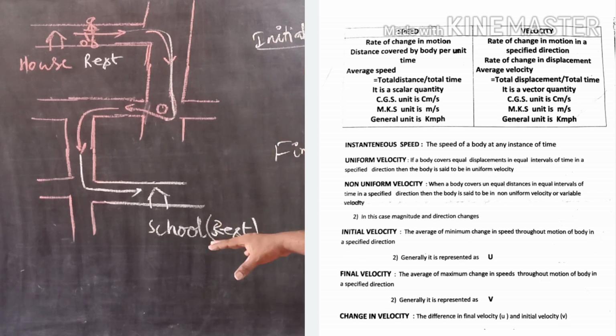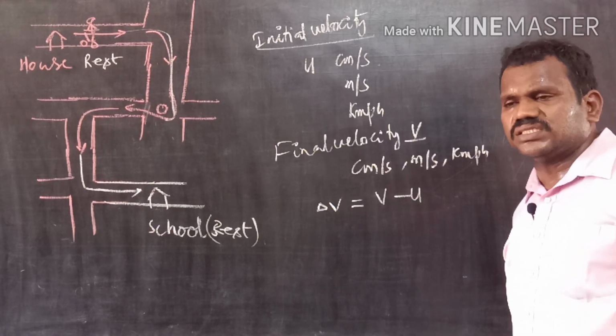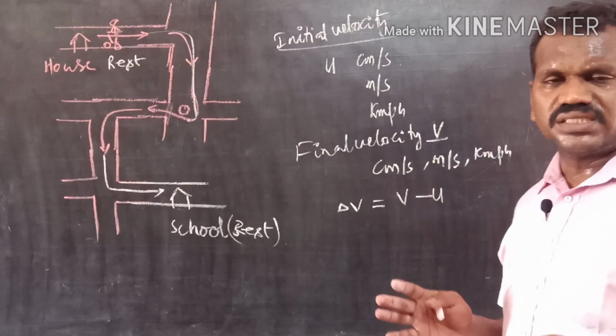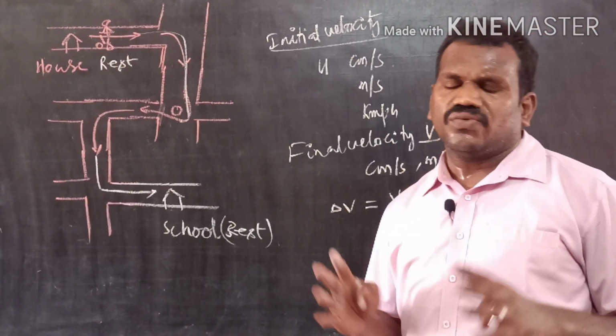So throughout our journey, sometimes we are moving at maximum speed, sometimes at minimum speed. The average of maximum speeds throughout the journey is called final velocity. The average of minimum speeds of the vehicle is called initial velocity. Then what is average velocity? The average of final velocity and initial velocity is called average velocity. These are all the different kinds of velocities and the differences between speeds and velocities.